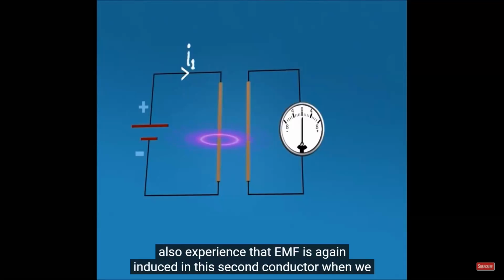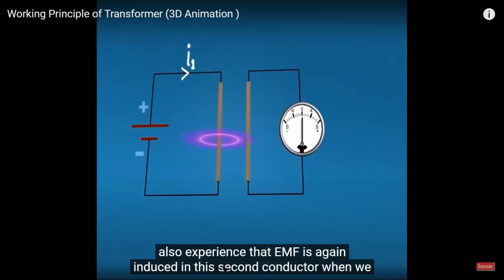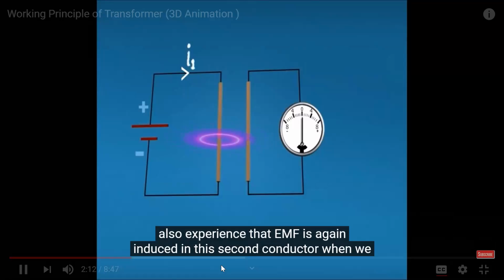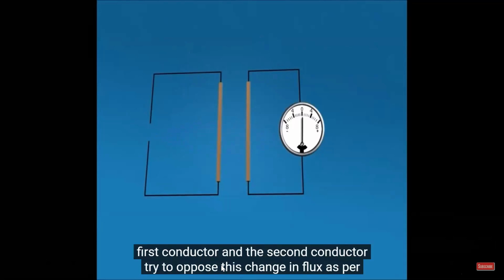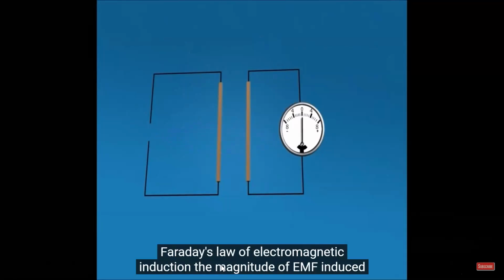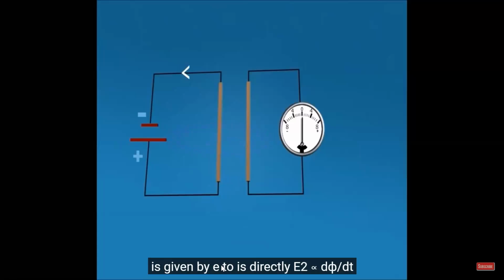Further, we can also see that EMF is again induced in the second conductor when we remove the battery. This is because of the reduction in flux density around the first conductor, and the second conductor tries to oppose this change in flux as per Faraday's law of electromagnetic induction. The magnitude of EMF induced is given by E2 directly proportional to d phi by dt.